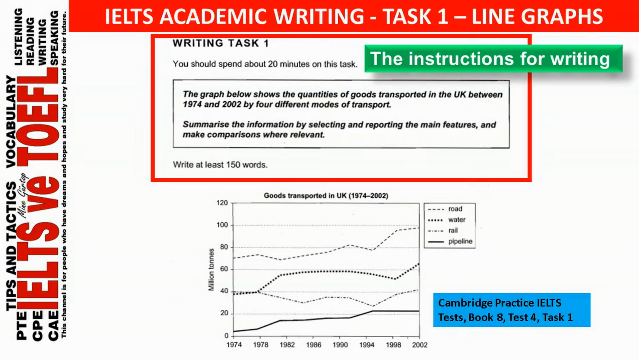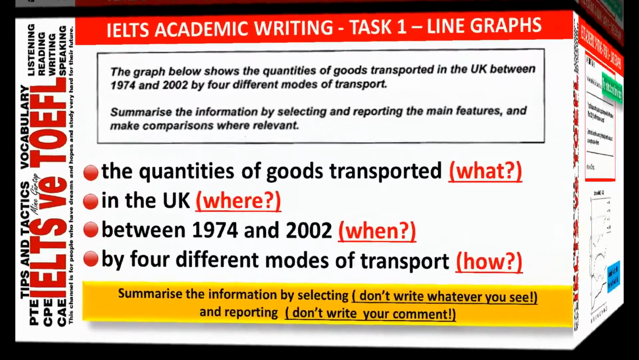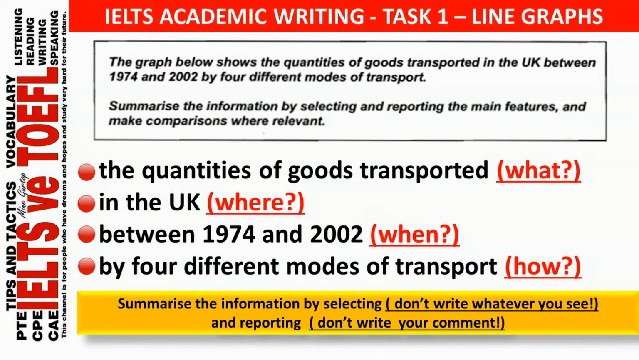On the question paper, you see a line graph with a title. The instructions for writing your response appear in a box above the graph. There is also a brief description of the information in the line graph in the box. There is usually a key, which helps you to distinguish the lines on the graph and tells you what each line represents. Your job is to look at the graph and select, summarize and describe the most important information.